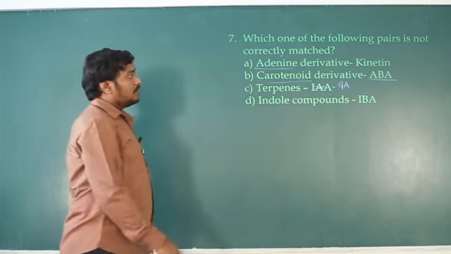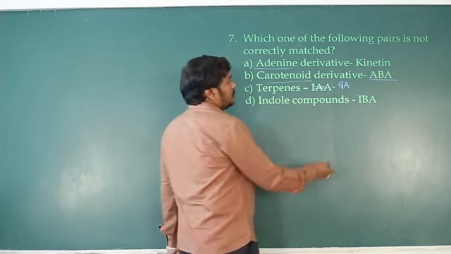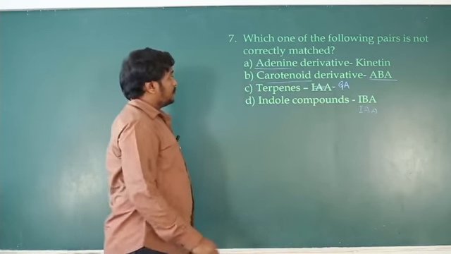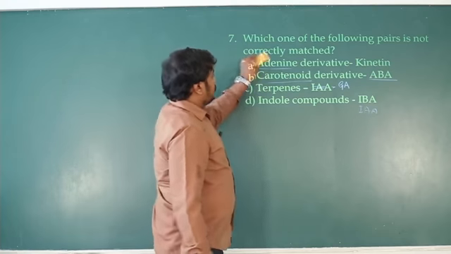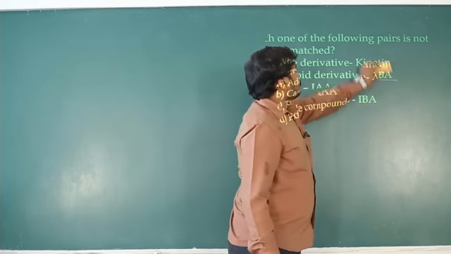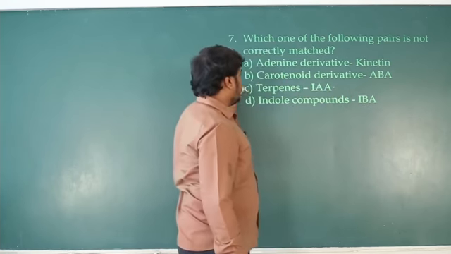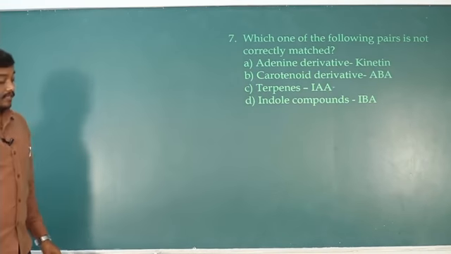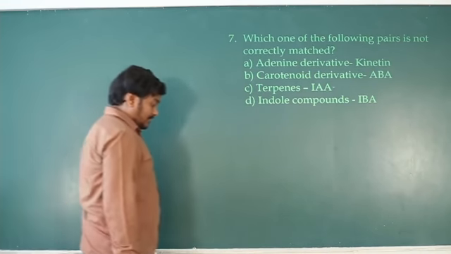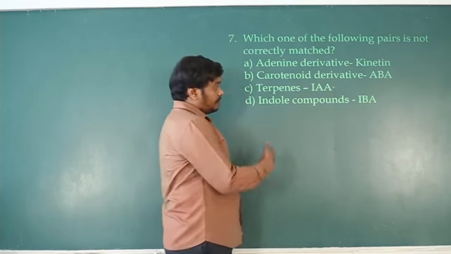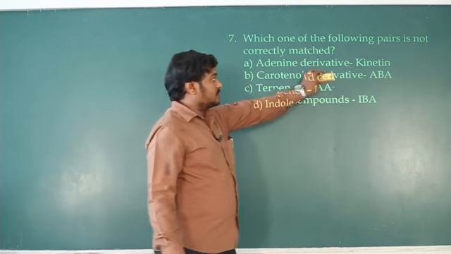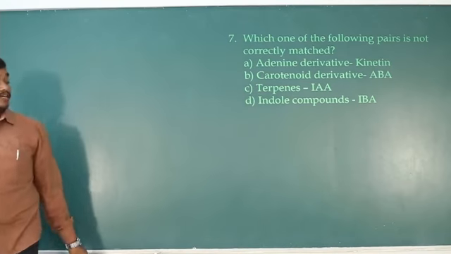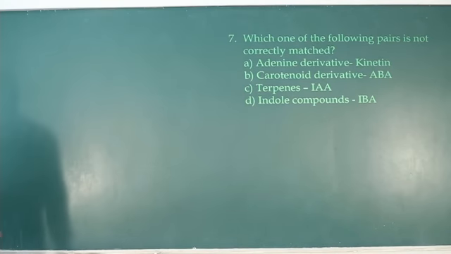Then indole compounds, they are indole butyric acid and IAA. So they are indole compounds. If you remember that auxins are synthesized from that amino acid called tryptophan. So tryptophan is required, and zinc is also required for the synthesis of auxin. Next question.